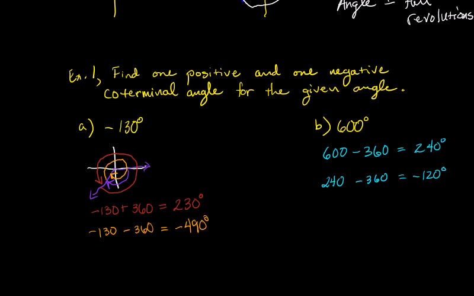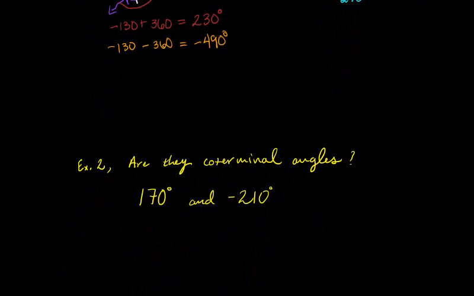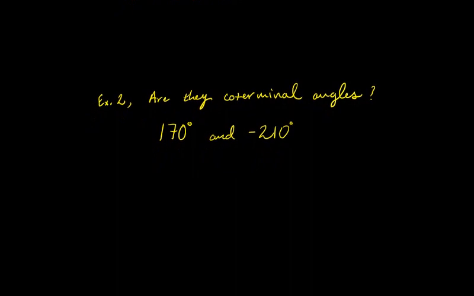All right, so other than that, after this kind of discussion, you should be able to answer this question. So I'm going to let you look at it, take a gander. Are they coterminal angles? 170 degrees and negative 210 degrees. All right, think about it. Think about how you might go about it. If you're asking yourself, what's one way I could try to solve this? Hopefully you would say to yourself, I could draw them both.